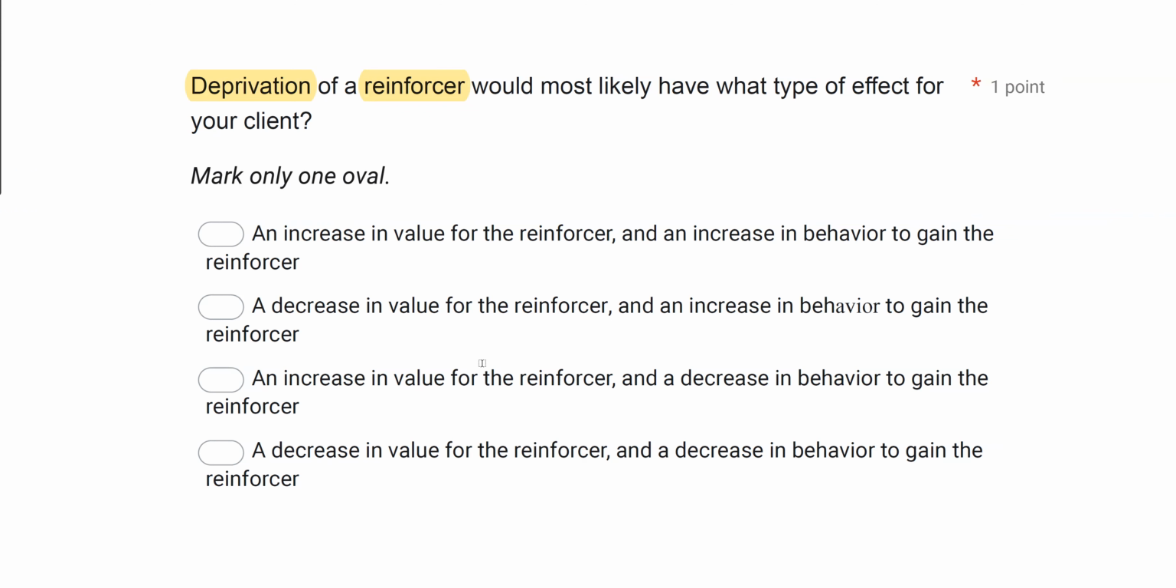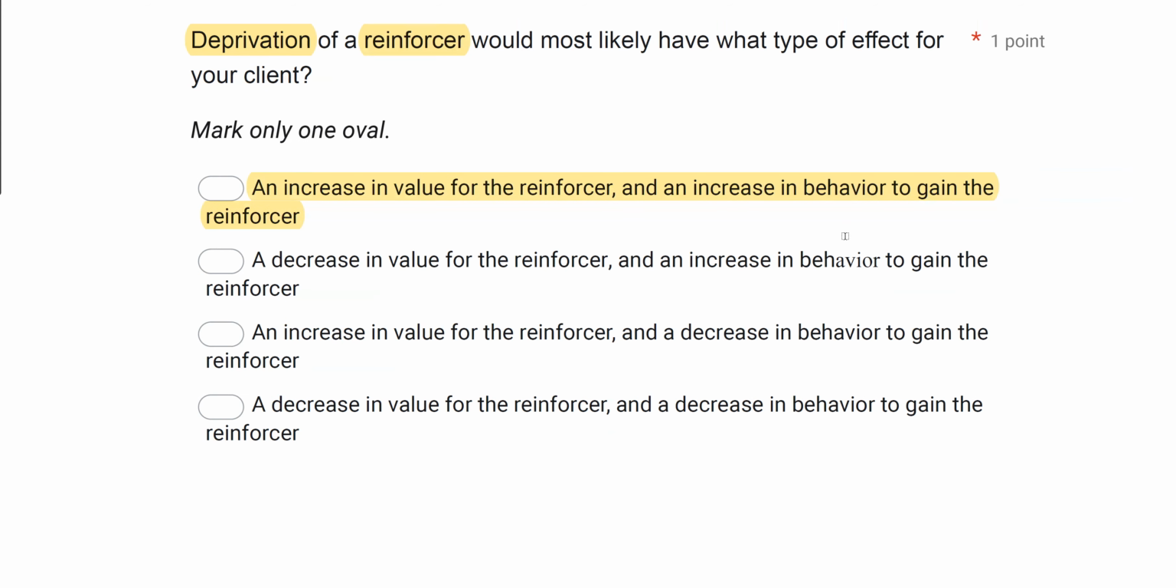C, an increase in value for the reinforcer, yes. And a decrease in behavior to gain the reinforcer. Well, no. If the value is increased, it's more than likely that the behavior is going to increase to gain that reinforcer. And then D, a decrease in value for the reinforcer. No. A decrease in behavior to gain the reinforcer. No. Satiation is much more likely with D. In this case, deprivation of the reinforcer would likely lead to an increase in value for the reinforcer and an increase in behavior to gain the reinforcer.